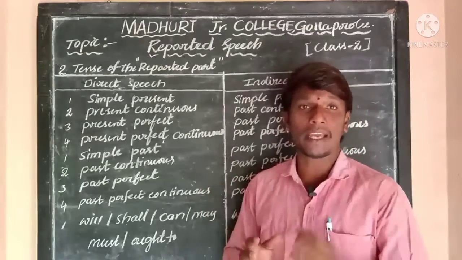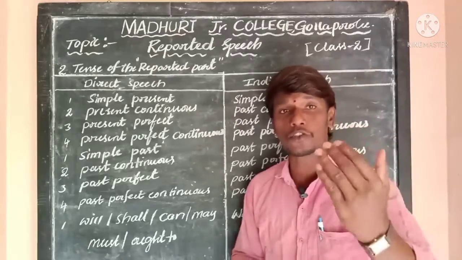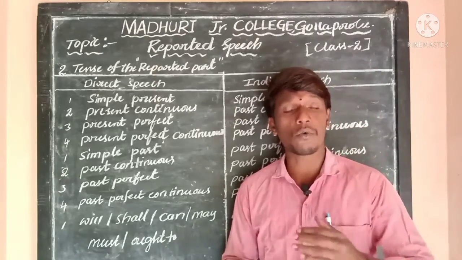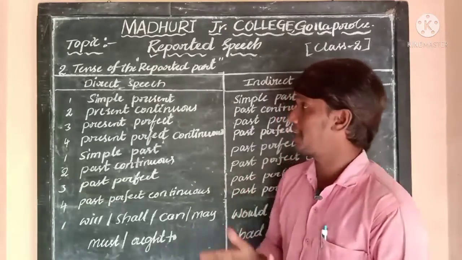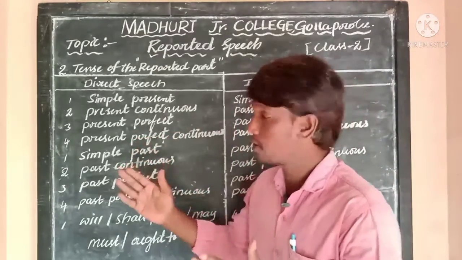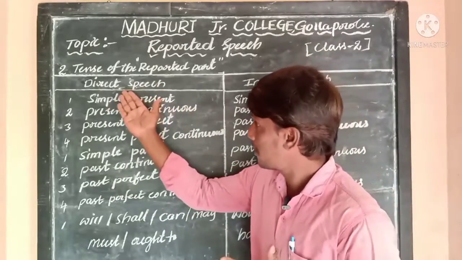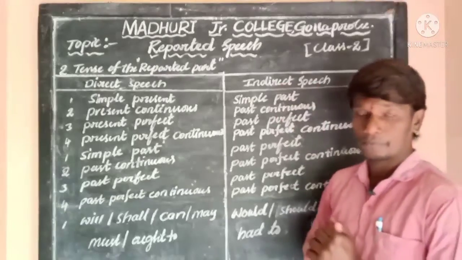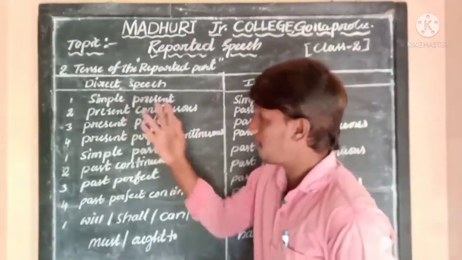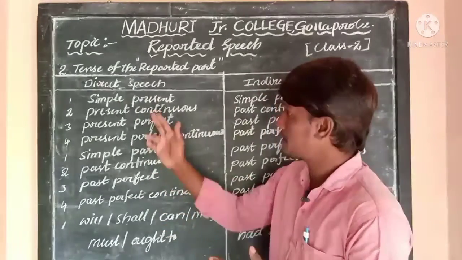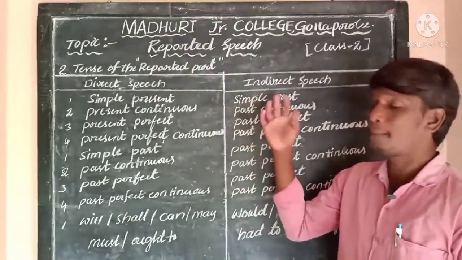So if you find any tense, whether it is a present tense or a past tense, what tense do we need to use to change direct speech into indirect speech? For example, here I clearly mentioned direct speech and indirect speech. If you find simple present tense in the given reported part, there you should change it into the simple past tense.